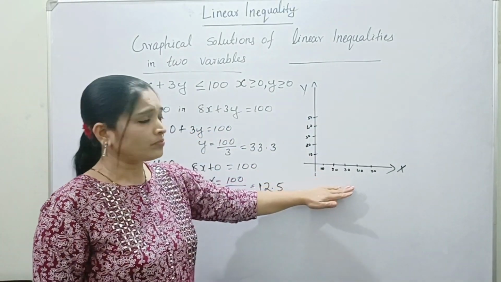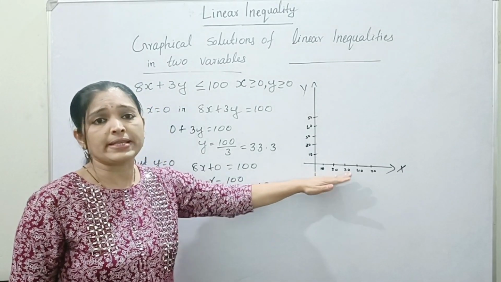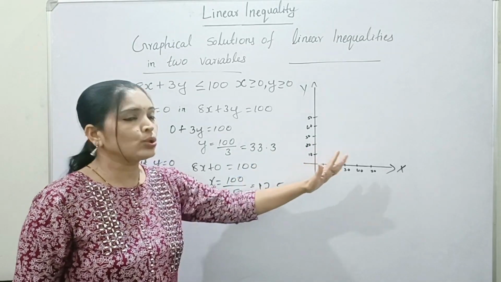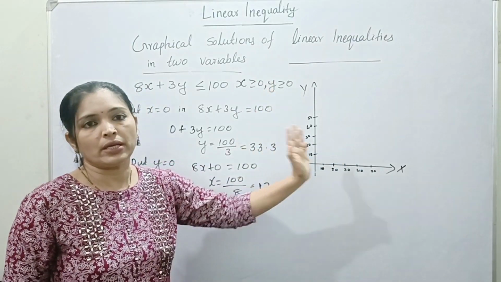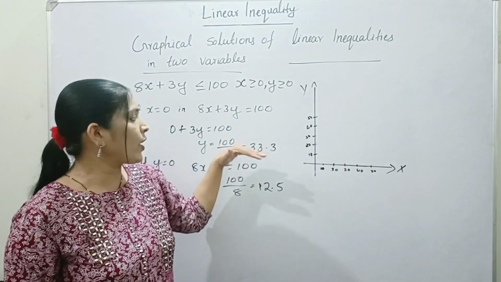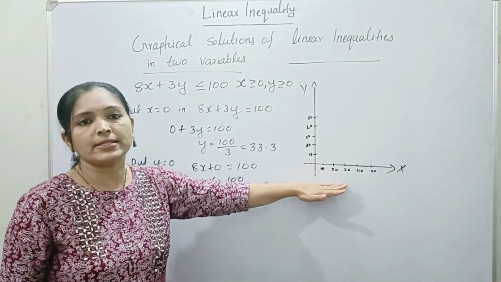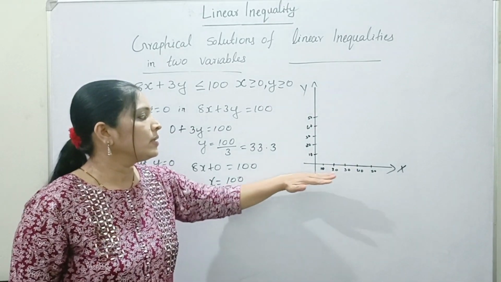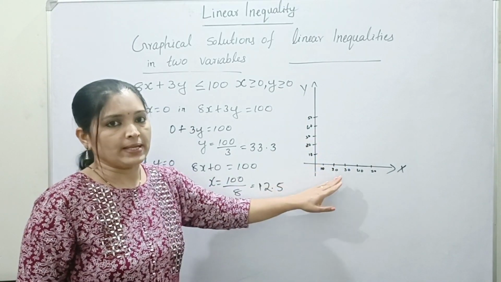So here I have taken the scale in the graph as 10, because if I take 1, 2, 3, we will have to draw a larger graph, right? So according to these points you can choose the scale. If I take 10, 20, I can plot the points very easily, right?